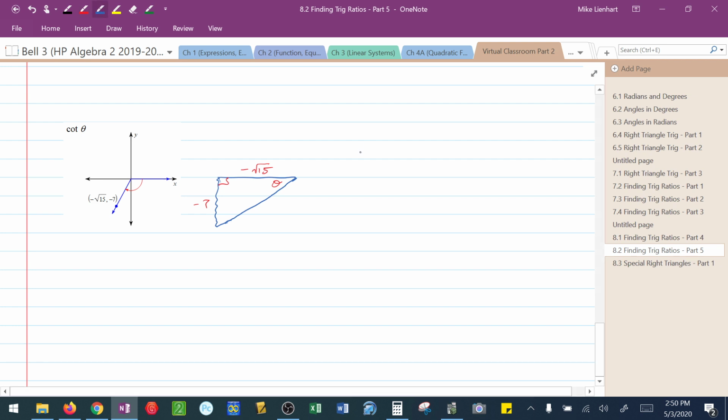I do need to know that the cotangent is the reciprocal of the tangent. So if the tangent is negative 7 over negative square root of 15, then the cotangent would be negative square root of 15 over negative 7. And I never want to leave a double negative there. So I'm going to write this as the square root of 15 over 7. I didn't have to worry about rationalizing because the radical was in the numerator.